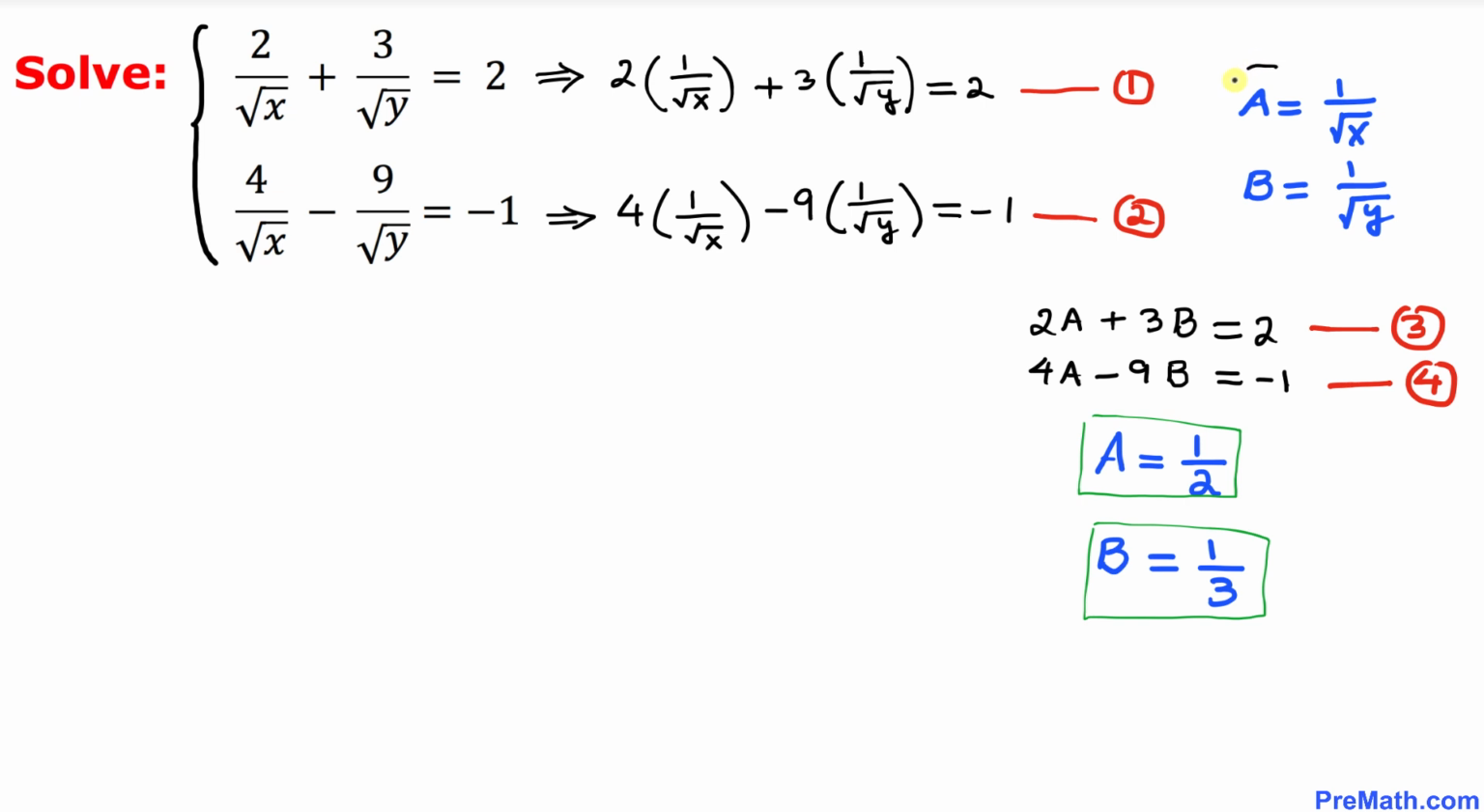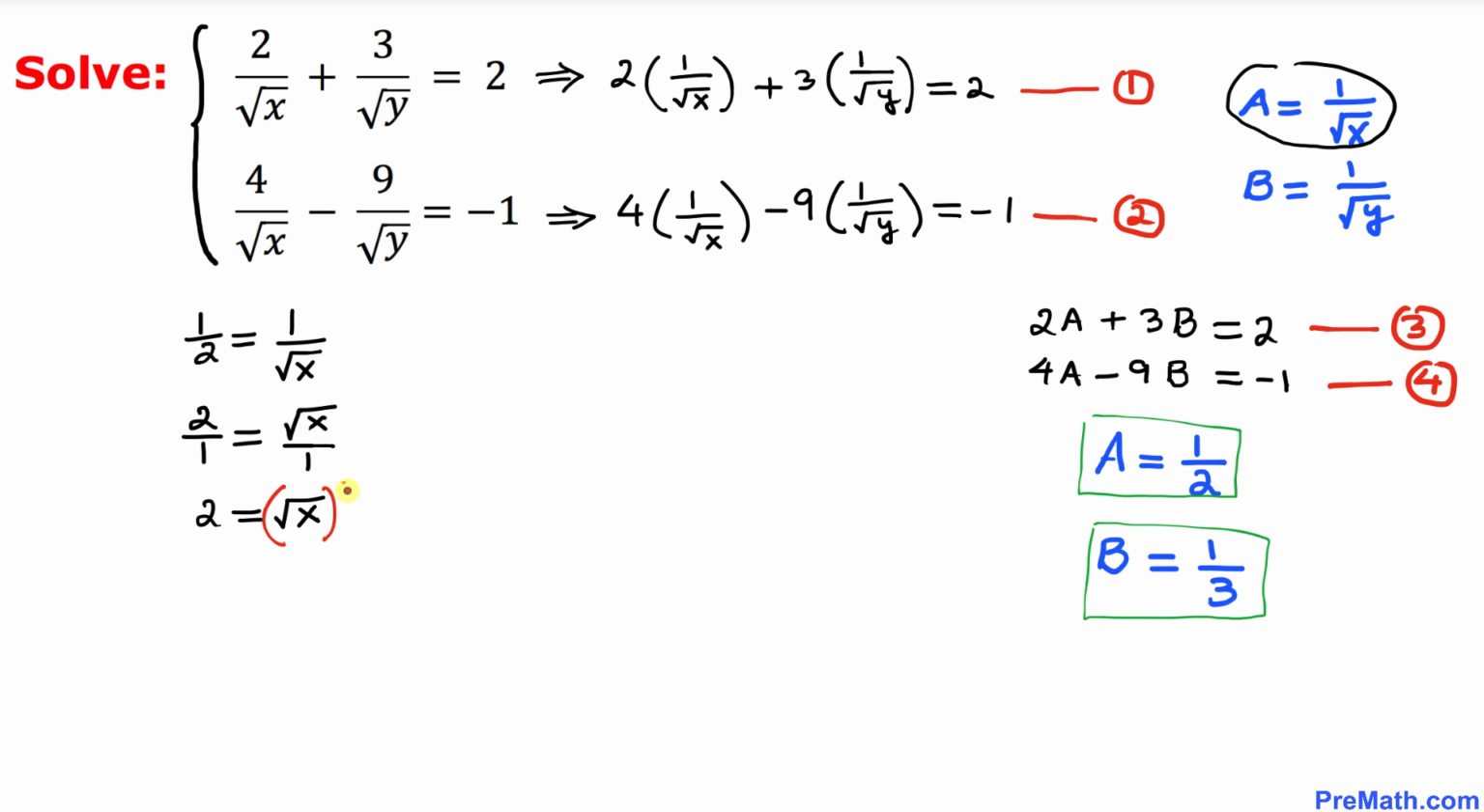But we know our a equals 1 over square root of x. So therefore, I can write 1 over 2 equals 1 over square root of x. Now we got these two fractions, and if we take the reciprocal on both sides, if we flip them over, we can write this as 2 over 1 equals square root of x divided by 1. So we got square root of x equals 2. Let's undo this square root by taking the square on both sides. The square and square root are gone. So our x value turns out to be 2 squared, which is the same as x equals 4.